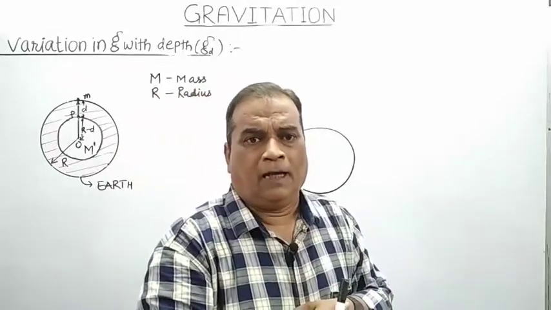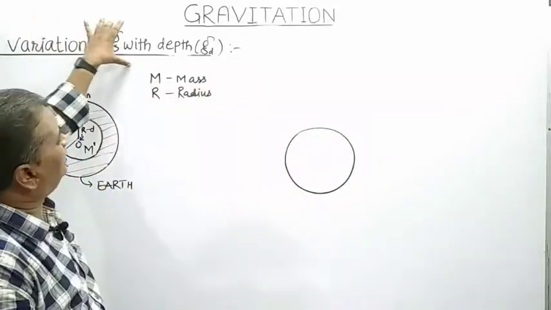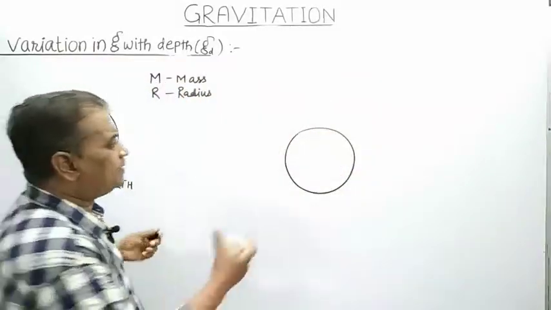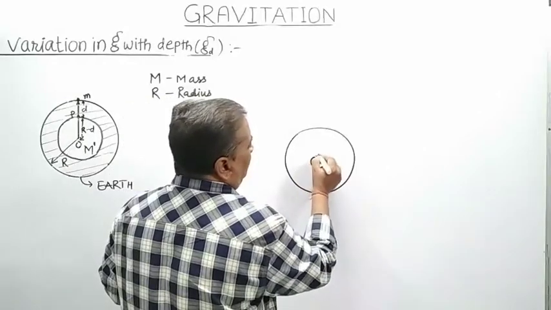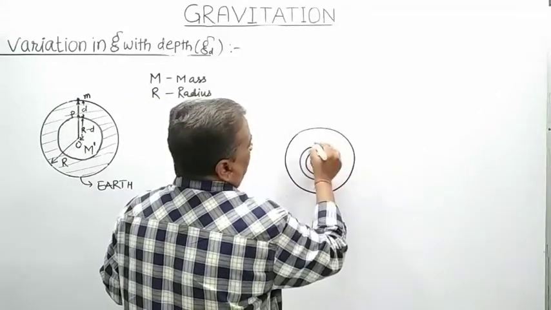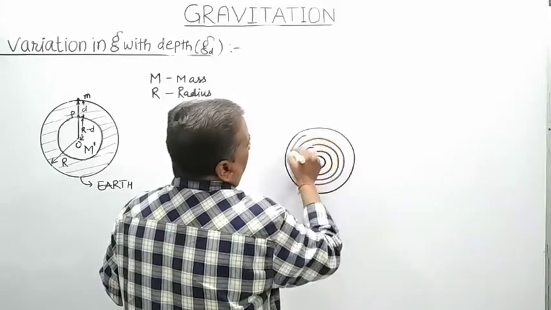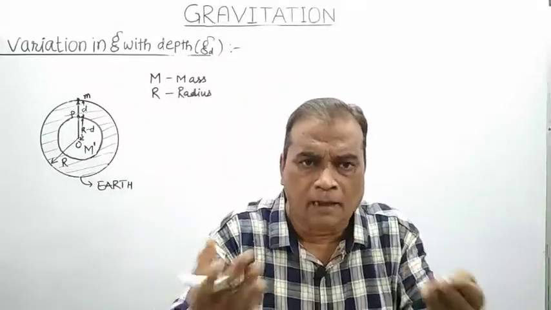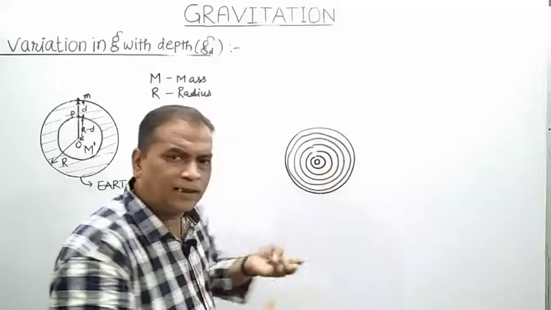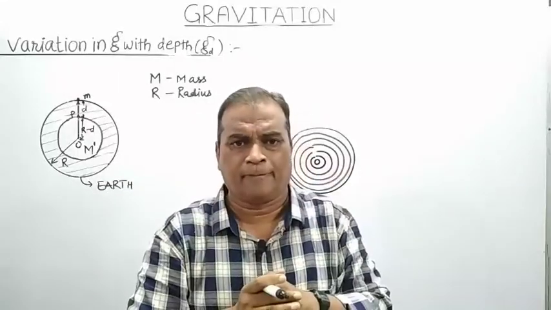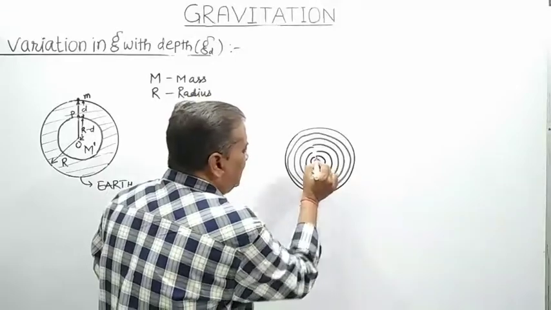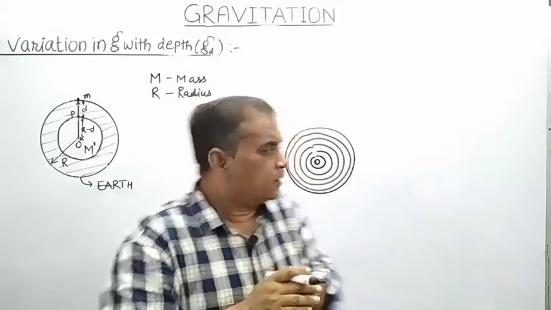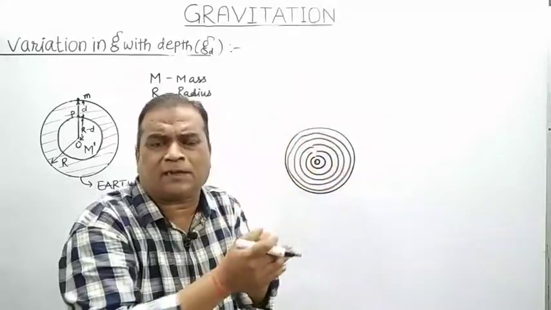Remember, as far as this derivation for variation in g with depth is concerned, it is totally based on the assumption that the spherical earth is made up of a large number of concentric uniform spherical shells. Each circle will represent a shell. Shell means hollow sphere. All the spherical shells have a common center, means they are concentric. Their density throughout the shell is uniform.